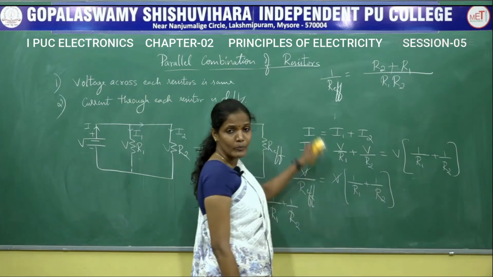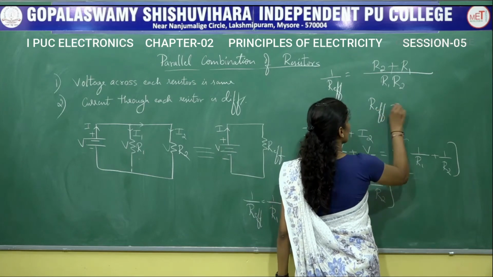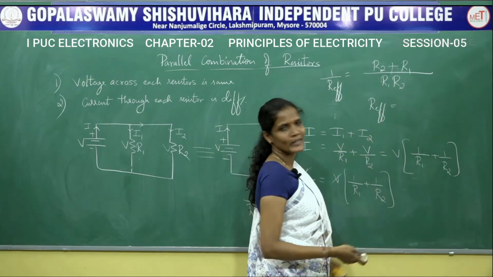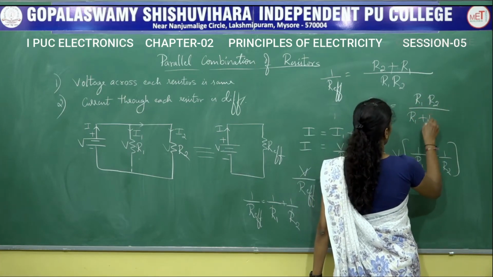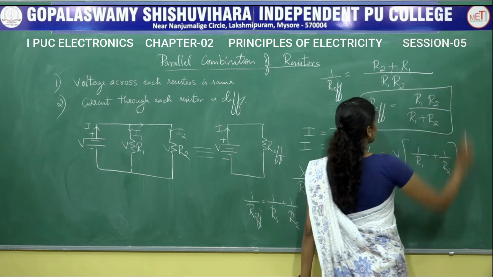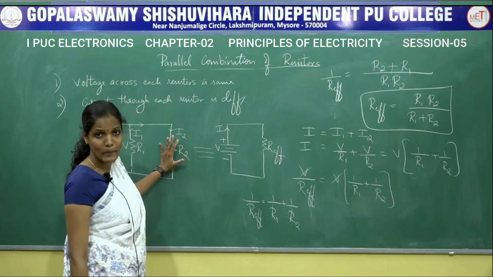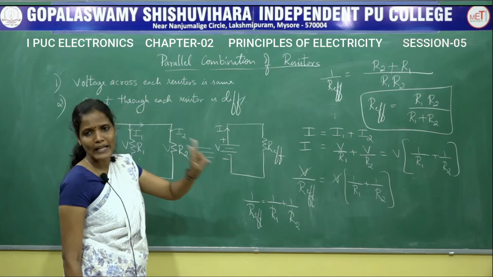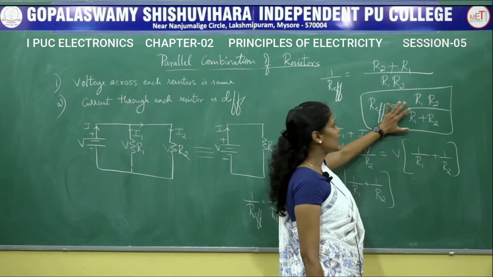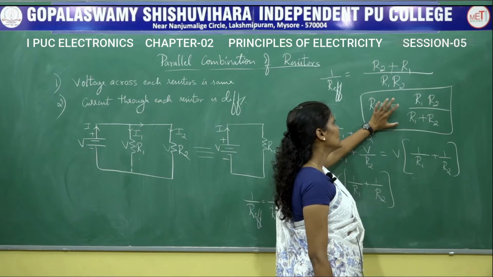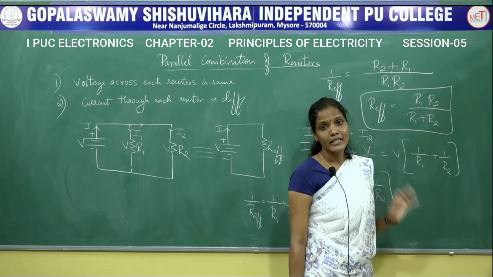I want R effective, but here I have got 1 by R effective. So R effective is equal to the reciprocal of this expression, that is R1 R2 divided by R1 plus R2. This is the final expression for two resistors connected in parallel. If only two resistors are connected in parallel, you can directly use this formula to calculate the effective resistance, where R effective is equal to R1 into R2 divided by R1 plus R2.